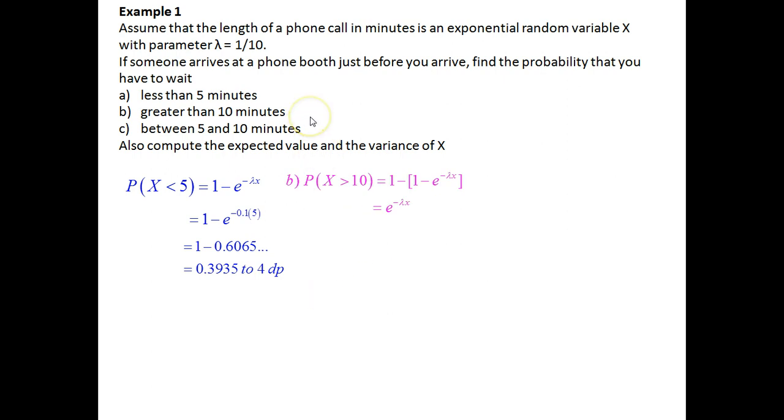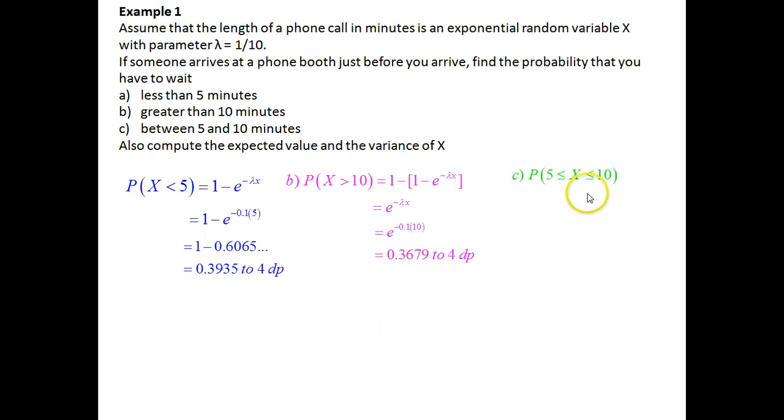Greater than 10 minutes would be e to the minus lambda x for greater than. So I put 0.1 for lambda, 10 for x, and I get 0.3679 for greater than 10 minutes wait.